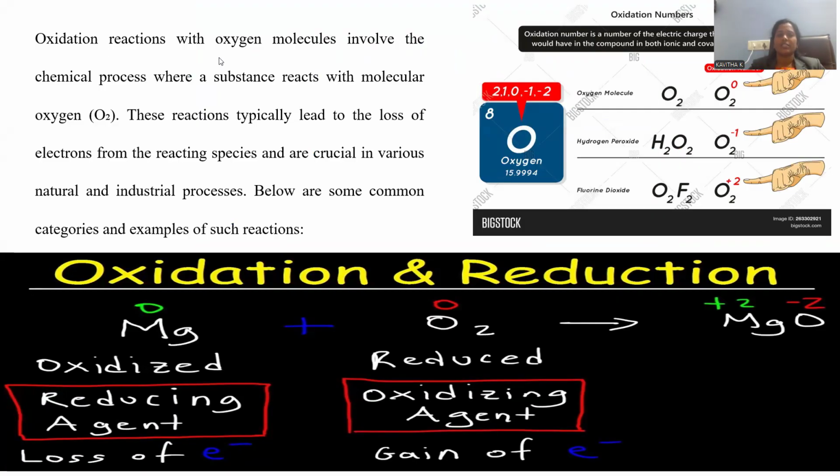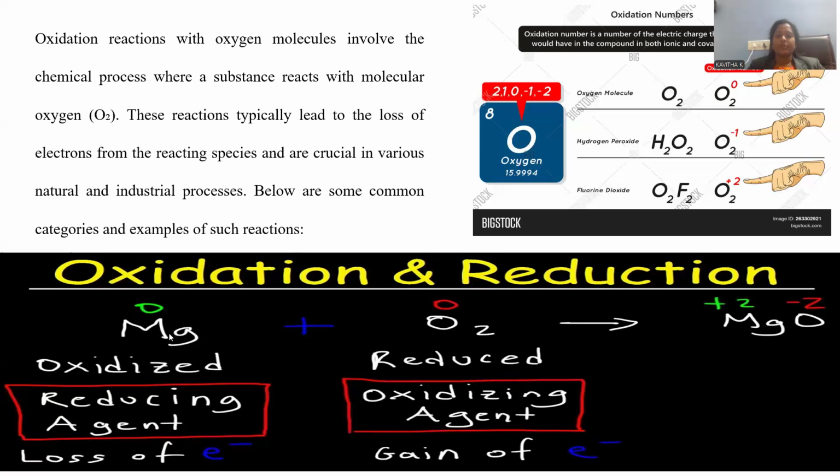Oxidation reaction with oxygen is a chemical process where a substance reacts with molecular oxygen. Here, molecular oxygen is taken as the oxidizing agent. These reactions typically lead to the loss of electrons from the reacting species and are crucial in various natural and industrial processes. Below are some common categories and examples pertaining to this kind of oxidation reaction with oxygen.